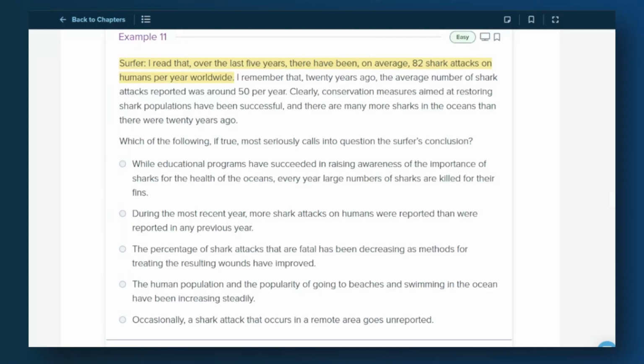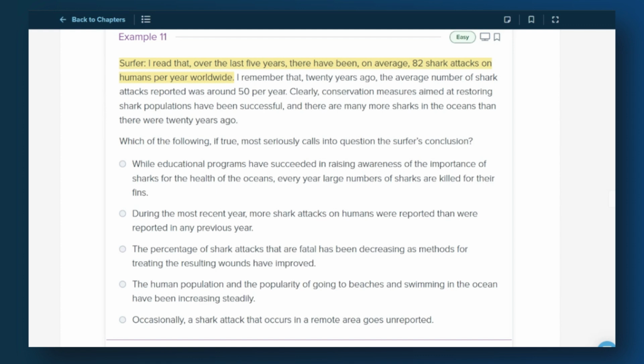We're going to start with a simple example. Surfer: I read that over the last 5 years, there have been on average 82 shark attacks on humans per year worldwide. I remember that 20 years ago, the average number of shark attacks reported was around 50 per year. Clearly, conservation measures aimed at restoring shark populations have been successful, and there are many more sharks in the oceans than there were 20 years ago. Which of the following, if true, most seriously calls into question the surfer's conclusion?